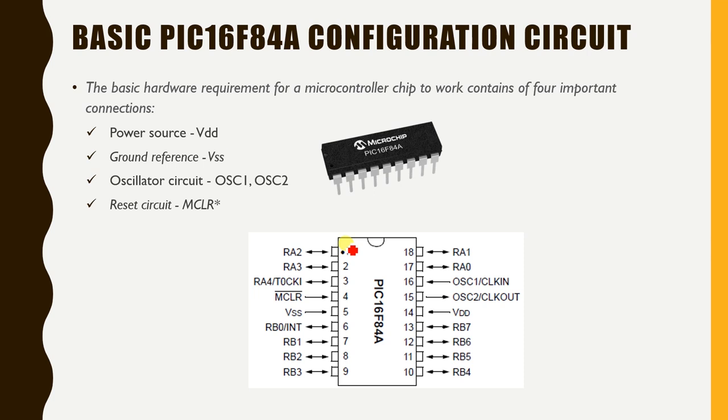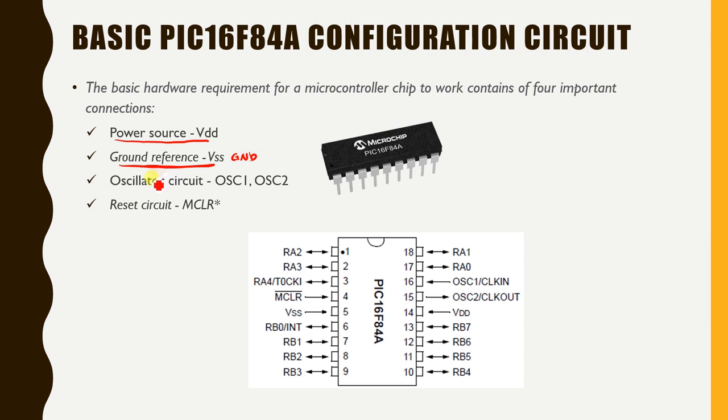Configuration circuit. Okay, basic configuration circuit. What it means by a basic configuration circuit is the minimum circuit that is required to run the PIC microcontroller. Right? So the basic hardware requirement for the circuit, you have to have power source or VDD, and then you need to have a ground reference or VSS. Sometimes you call it GND.